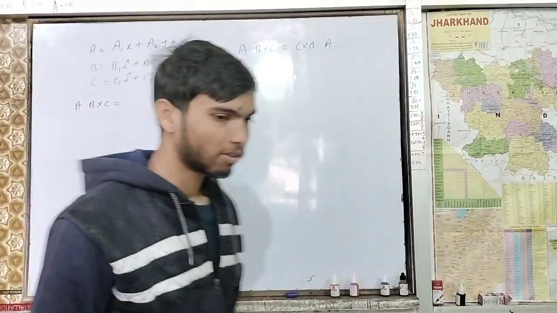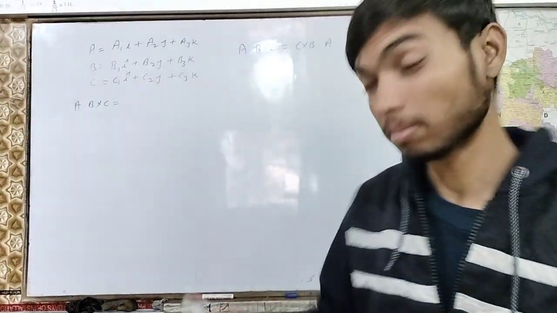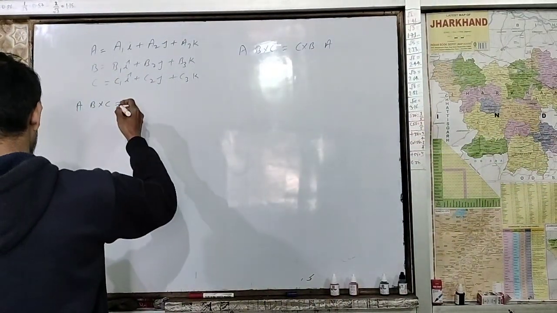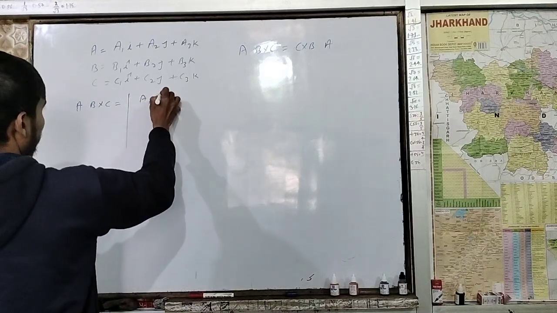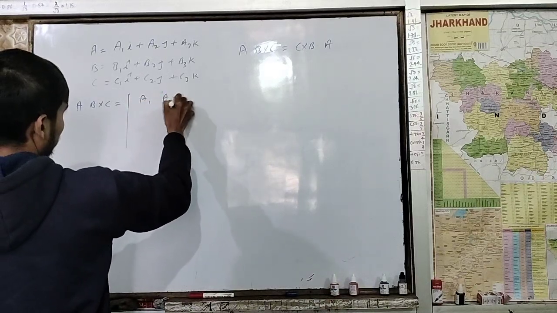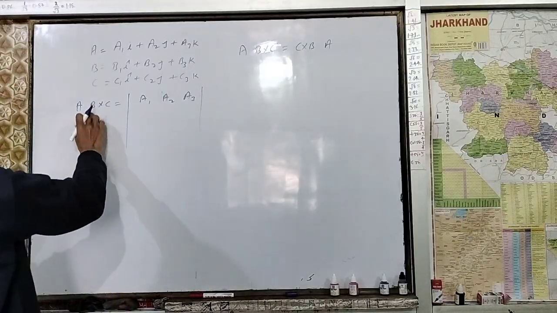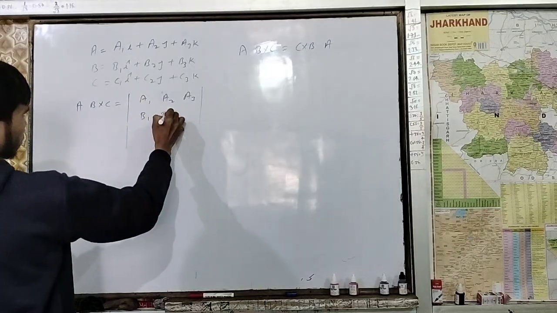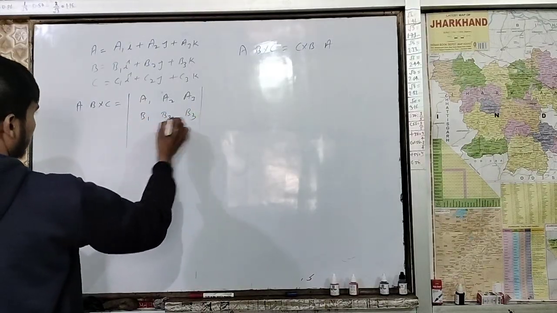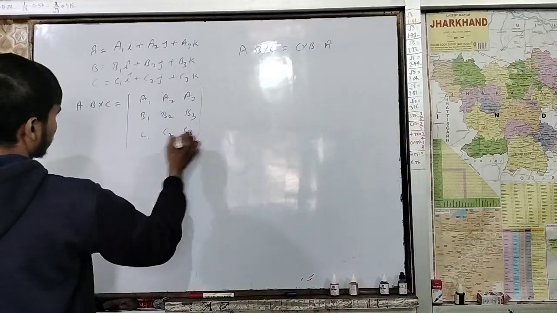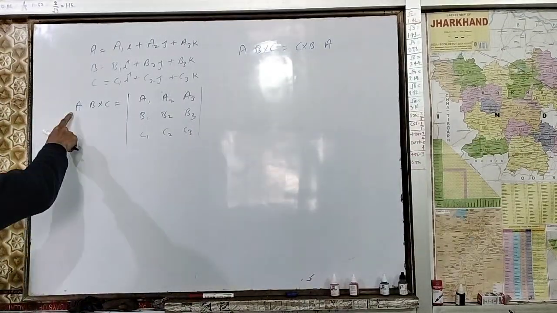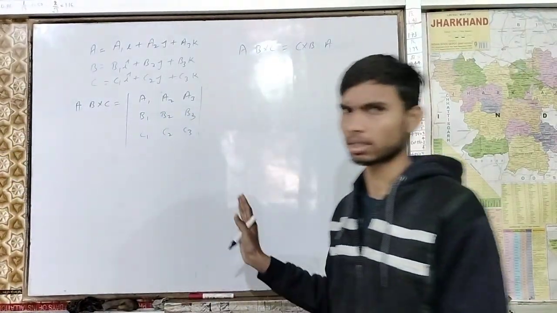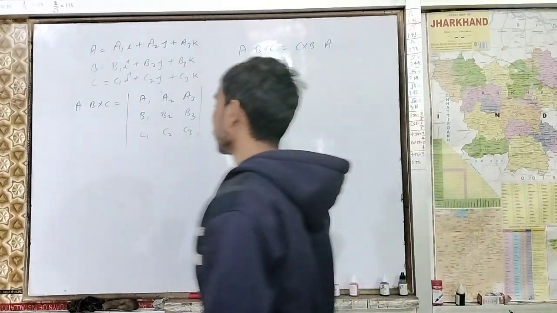For this, we can have a little bit different method, but not too much different. So this will be our same A1, A2, A3. Then we have B: B1, B2, B3. Then we have C: C1, C2, C3. Simple. First we have A, then here we write A1, A2, A3. Second we have B, B1, B2, B3. Third we have C, C1, C2, C3. Same.